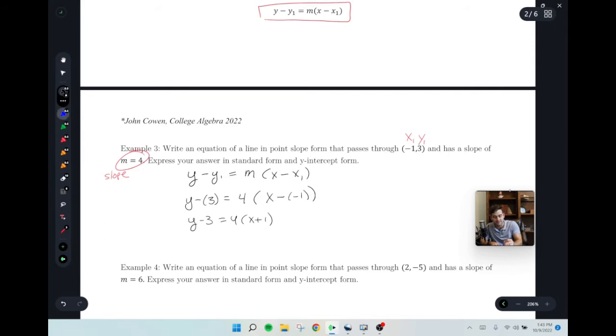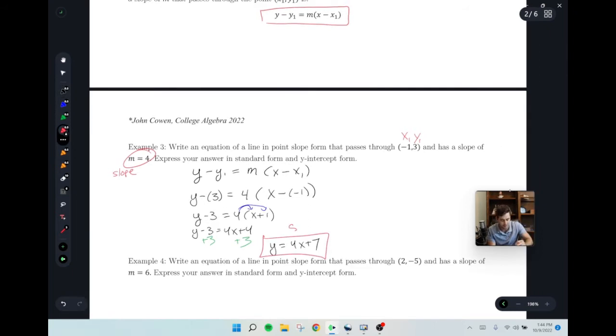And then it says express them in slope-intercept form and standard form. Ooh, so we got to do a little bit of our algebra from the first unit where we got to move stuff around. So let's get in slope-intercept form first because we're like 2 steps away. So watch this. We end up with y minus 3 equals 4x plus 4. I'm going to add that 3 to both sides, and I'm going to end up with y equals 4x plus 7. That is our slope-intercept form, even though we haven't defined it yet. We're about to in like 2 problems.